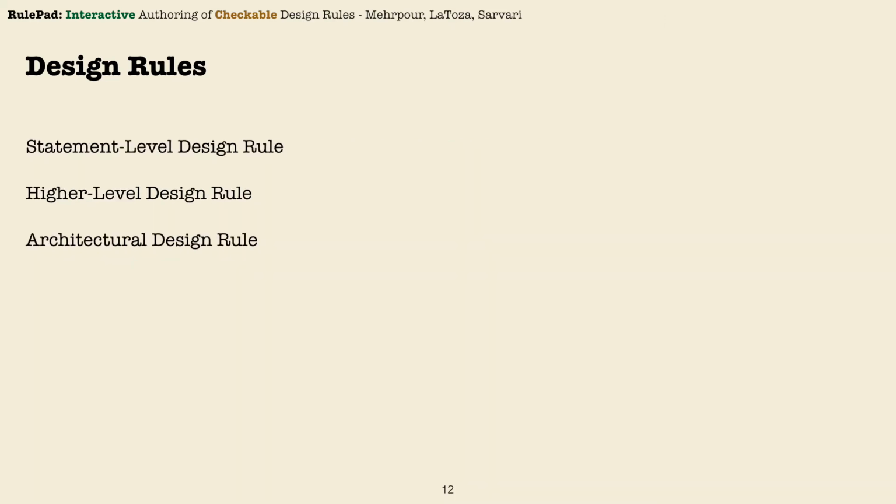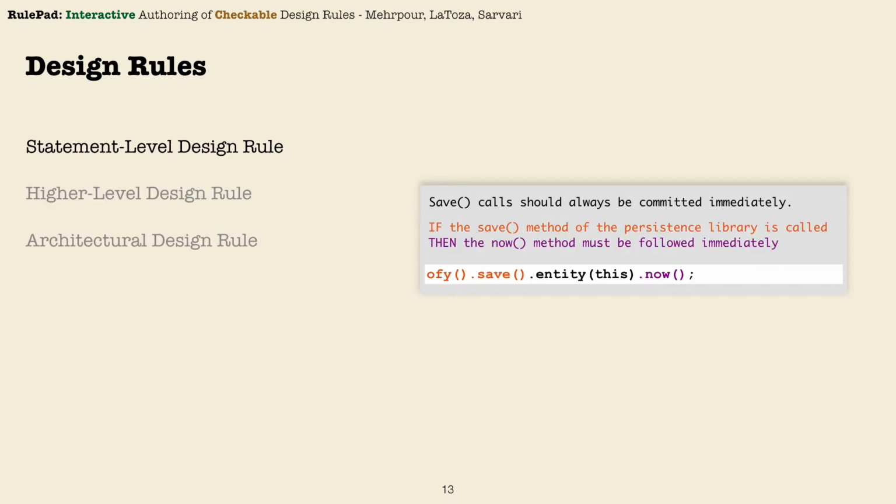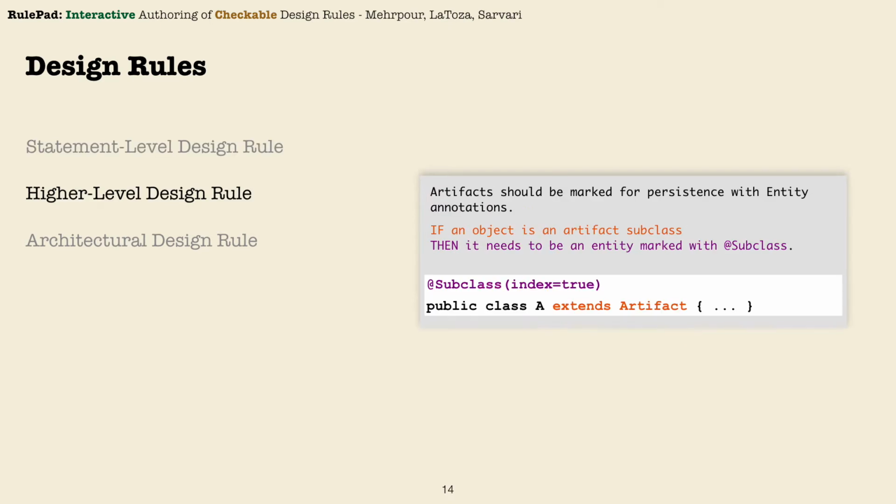Design rules vary in scope and the level of complexity. There are statement-level design rules, higher-level design rules, and architectural design rules. The example that I described earlier is a statement-level design rule. Higher-level design rules impose constraints on a few components. For example, a design rule may describe how a subclass of a specific class should be implemented. In this design rule, a subclass of the Artifact class should be marked by the subclass annotation.